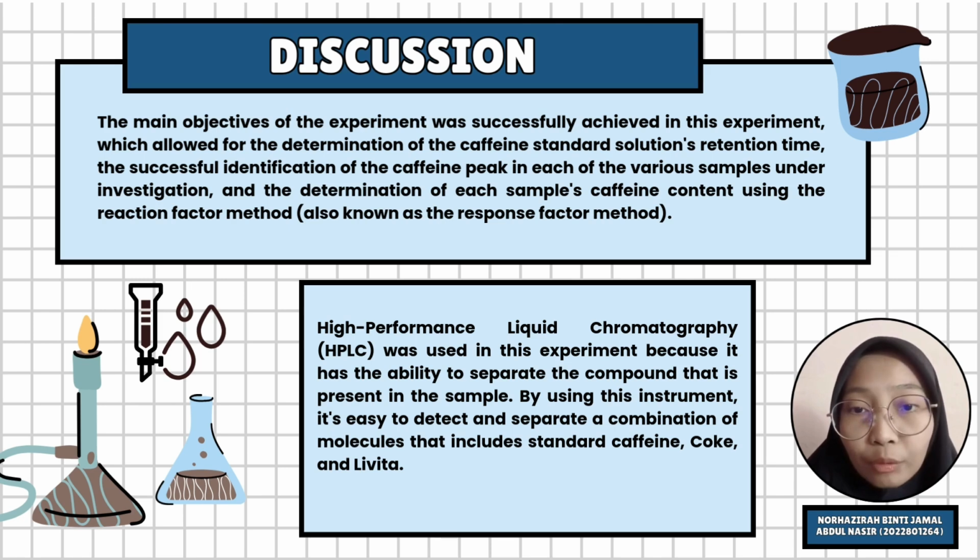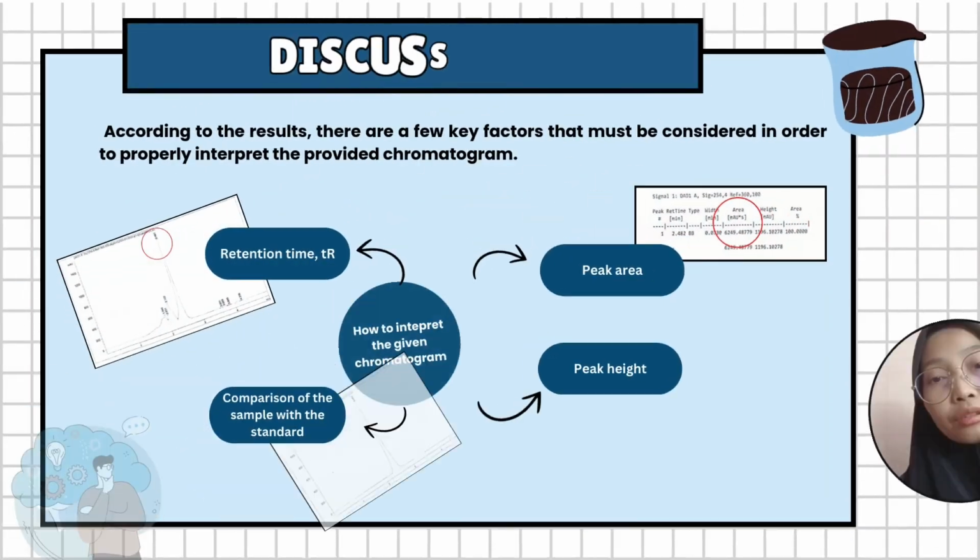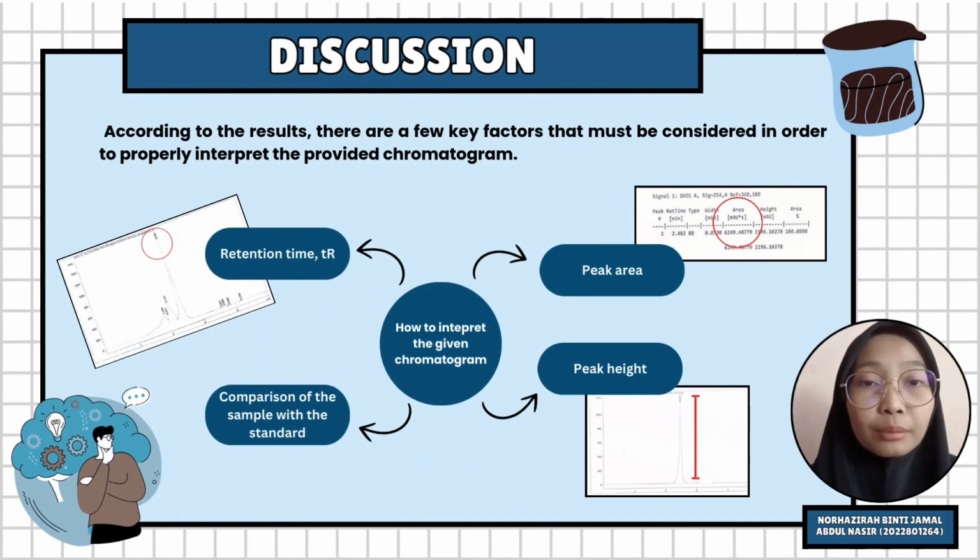Then, the high-performance liquid chromatography instrument was used in this experiment because it has the ability to separate the compounds that are present in the samples. For your information, HPLC is very versatile because of its ability to easily separate a wide variety of chemical mixtures, which include non-volatile and thermally unstable compounds. And by using the instrument, it's easy to detect and separate a combination of molecules that are in the standard caffeine, Coke, and Levita.